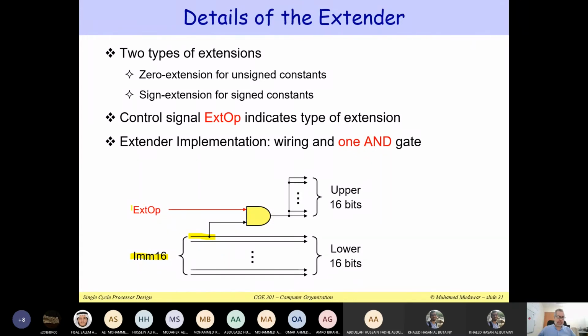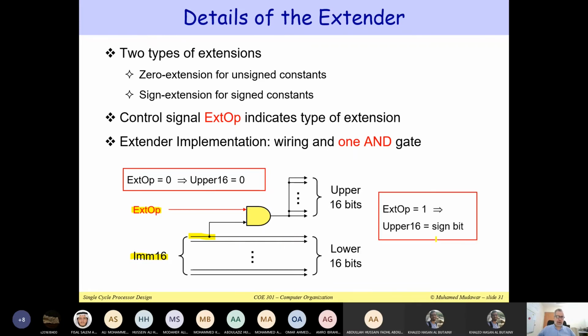So here we can use a control signal for the extender. If this control signal, which is the extender op, is equal to 0, then we end up with all zeros. If this extender op is equal to 1, it means sign extension, and therefore we get the sign bit replicated 16 times. It's very simple. Okay, this is how we need to implement the extender. So extender op equal to 0 means that the upper 16 bits are all zeros, and extender op equal to 1 means that the upper 16 bits will be just the sign bit of the 16-bit immediate, which is this wire here, shown in yellow.